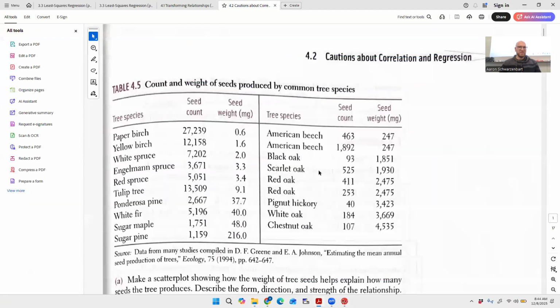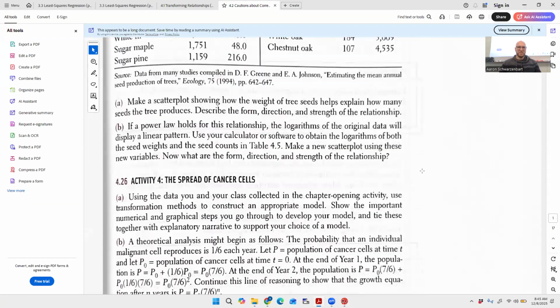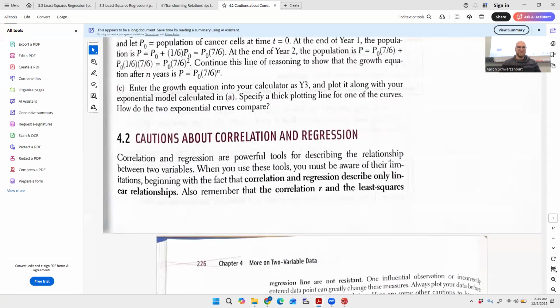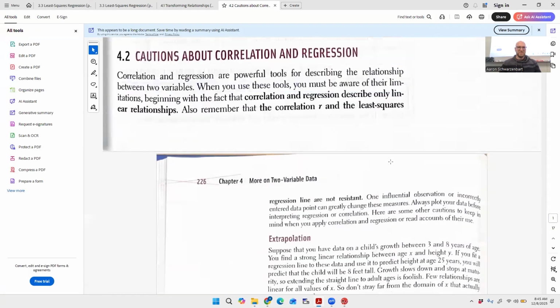Now we get to go ahead to cautions about correlation and regression. We essentially did that last year, so we're not doing it again. Cautions about correlation and regression. The least squares regression line is not resistant.